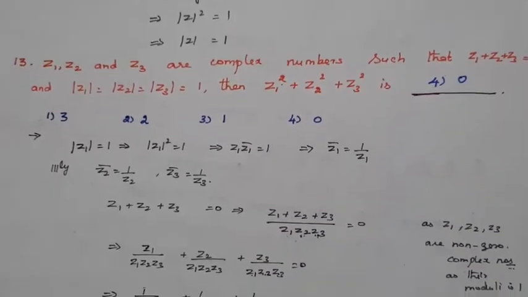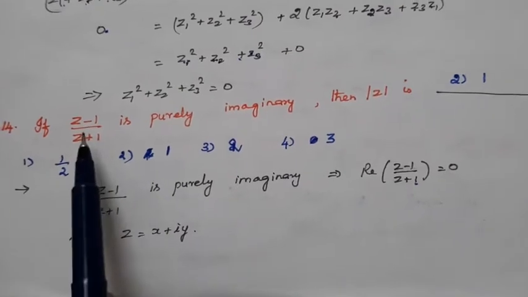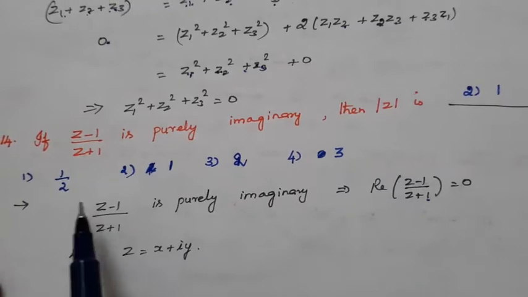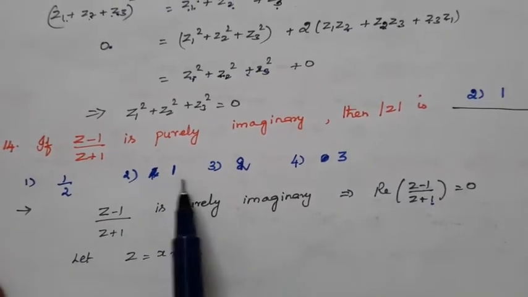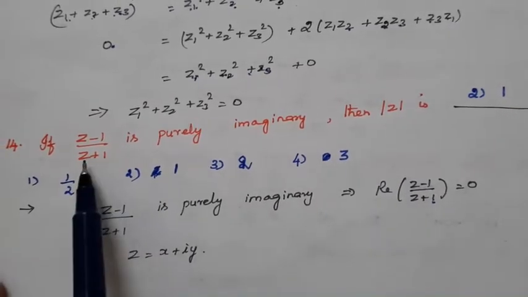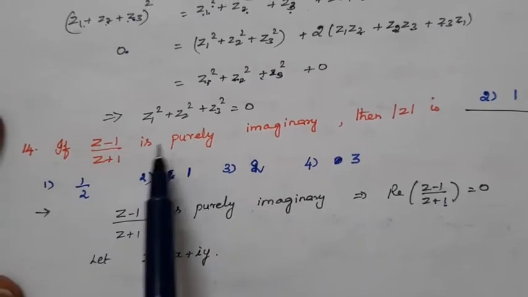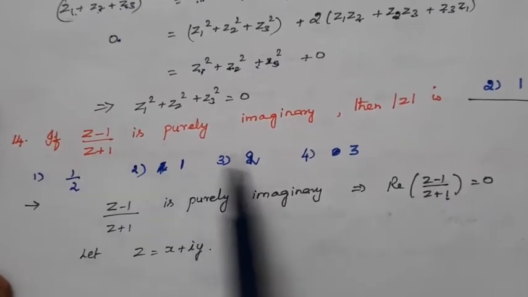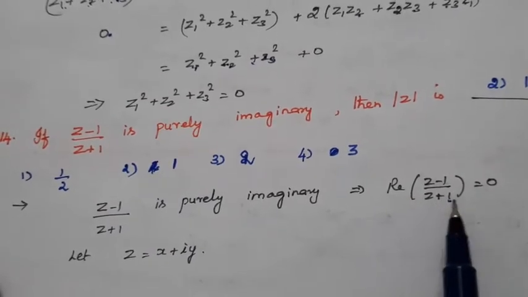Okay. Then question number 14. If Z minus 1 by Z plus 1 is purely imaginary, then modulus of Z is dash. What are the options? 1 by 2, 1, 2 and 3. So what does this imply? Z minus 1 by Z plus 1 purely imaginary implies its real part is 0. So let us take the real part of Z minus 1 by Z plus 1 as 0.